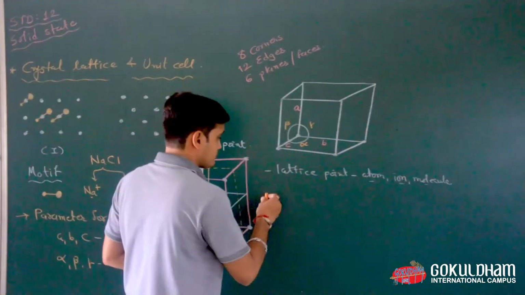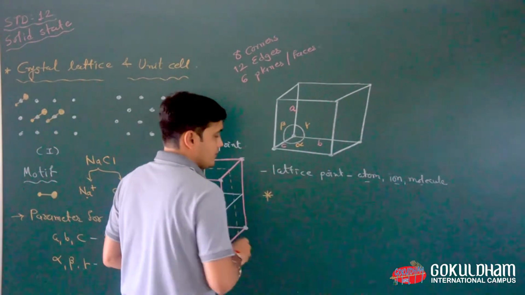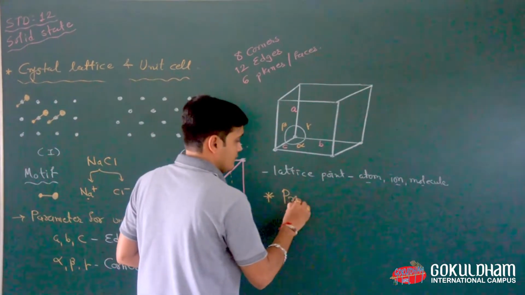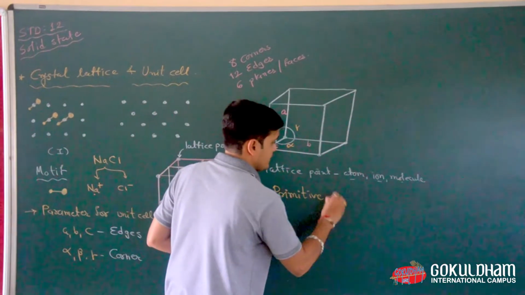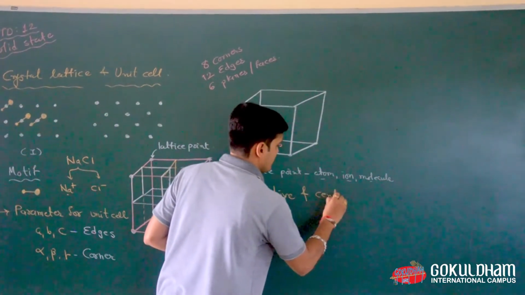Now, types of unit cell: primitive and centered.